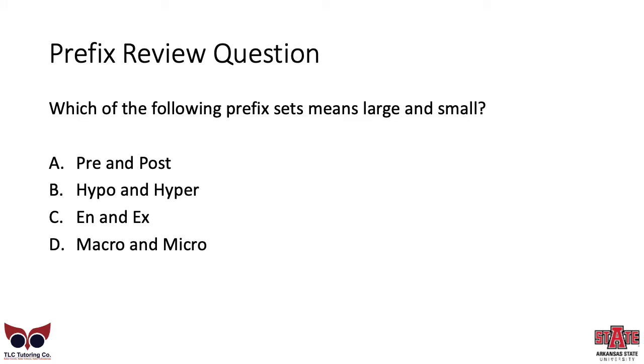Review question. Which of the following prefix sets means large and small? A. Pre and post. B. Hypo and hyper. C. In and ex. Or D. Macro and micro. The correct answer is D. The prefix set that means large and small is macro and micro.